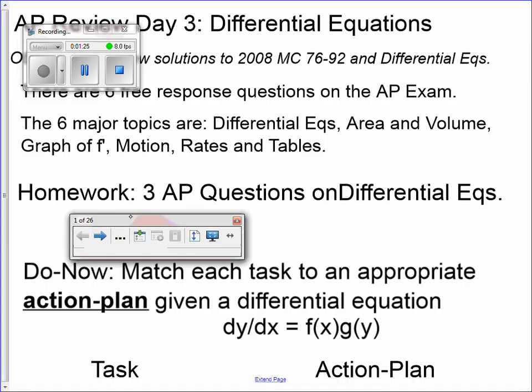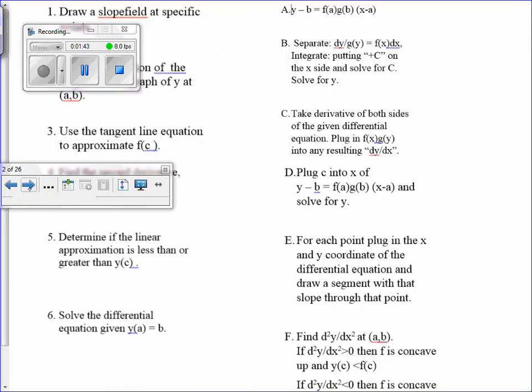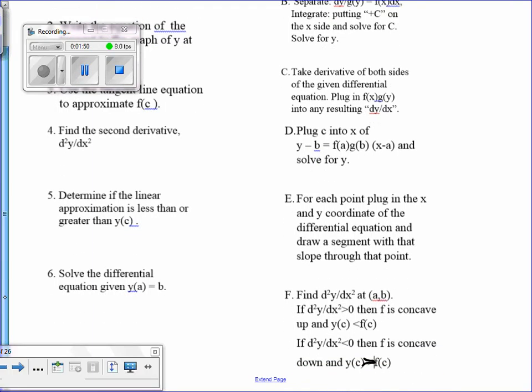And in fact, for the do now, I want you to do a little matching exercise. If you're given the derivative of a function, so this is a differential equation, dy/dx is equal to f of x times g of y, I want you to match each of the following tasks to the appropriate action plan, like what you would do. There is one little correction I have to make: on f, the last line, that should be a greater than. I think yours says less than. Okay, so you try doing that.